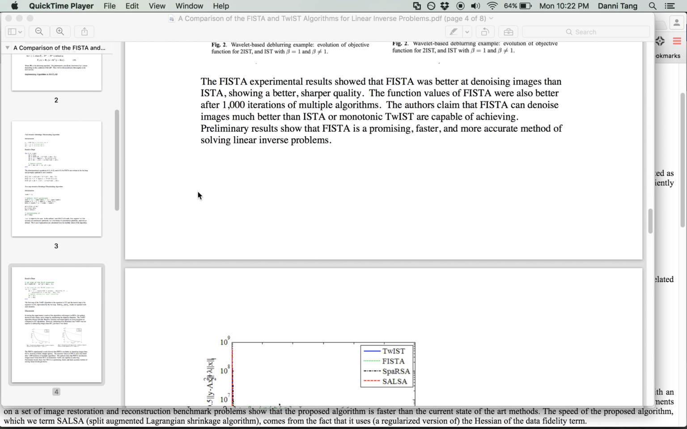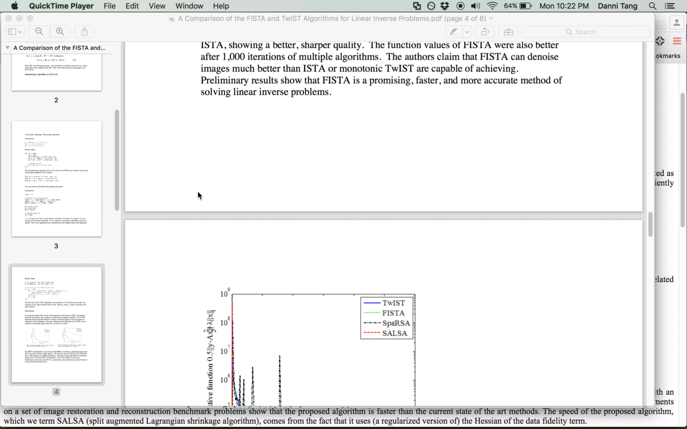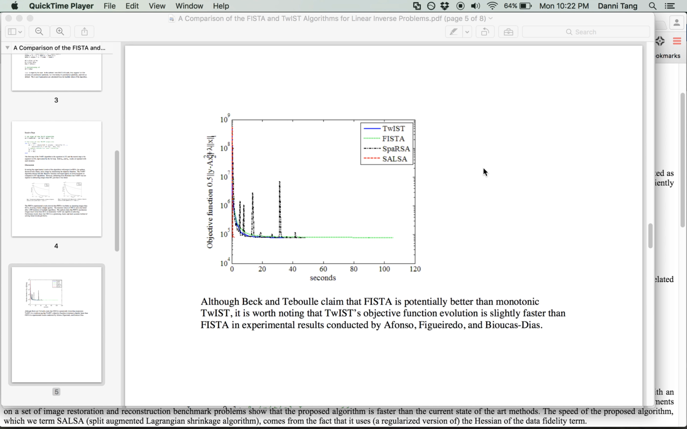And then the FISTA experimental results show that, well, the authors claim that they're not only better at denoising images than ISTA, it's also faster. They also claim that FISTA is better than monotonic TWIST. So they think that FISTA is the superior method here, but we want to take note that that's not necessarily true.